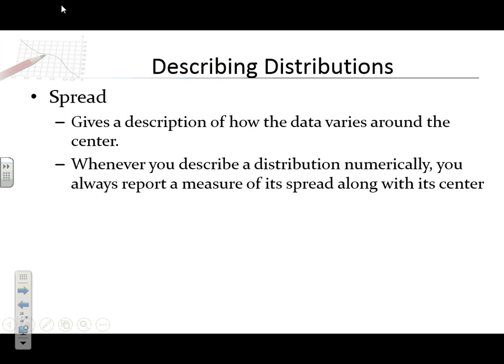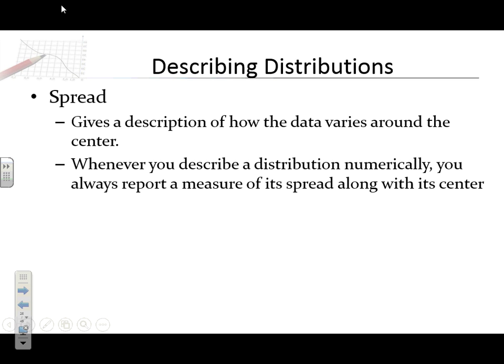Now spread. This is one that you may not, or you may have less experience with. The spread gives a description of how the data varies around the center. So knowing the center value is important. We do want to know where the exact middle of our distribution is or what the average is.